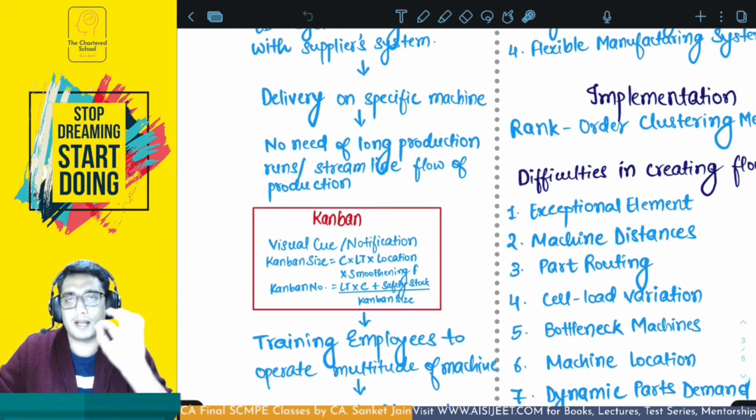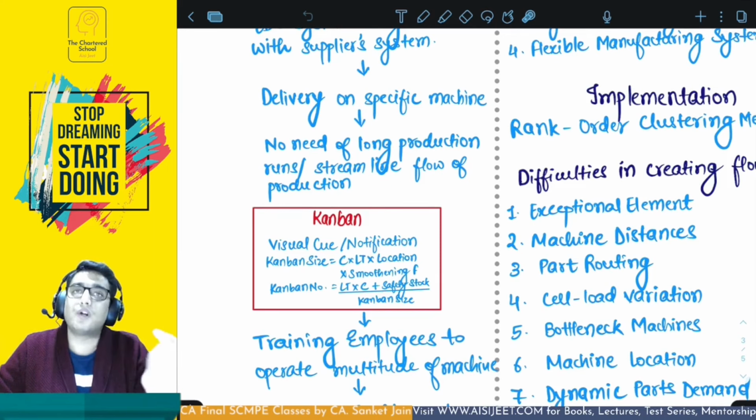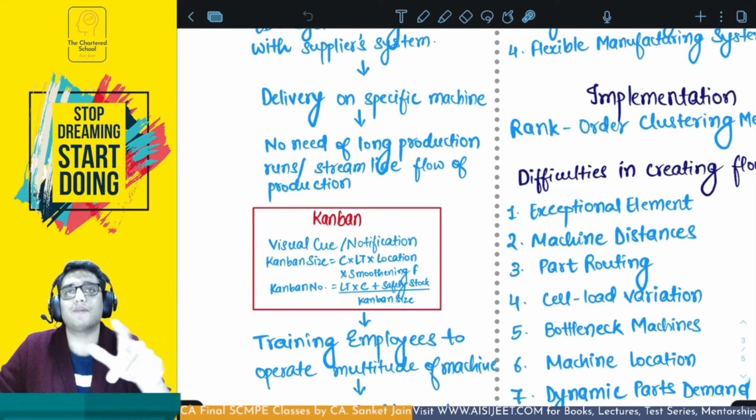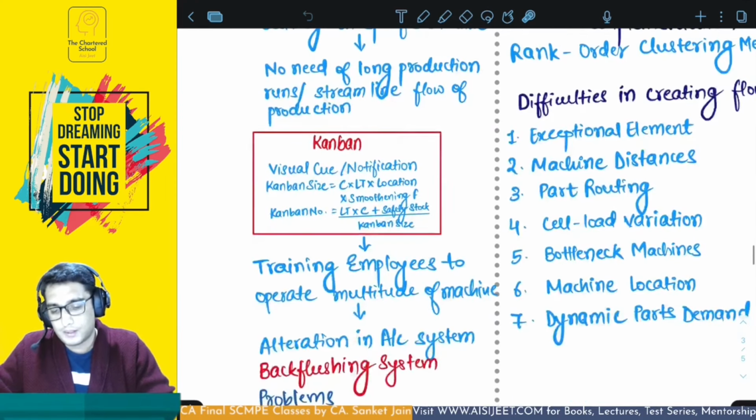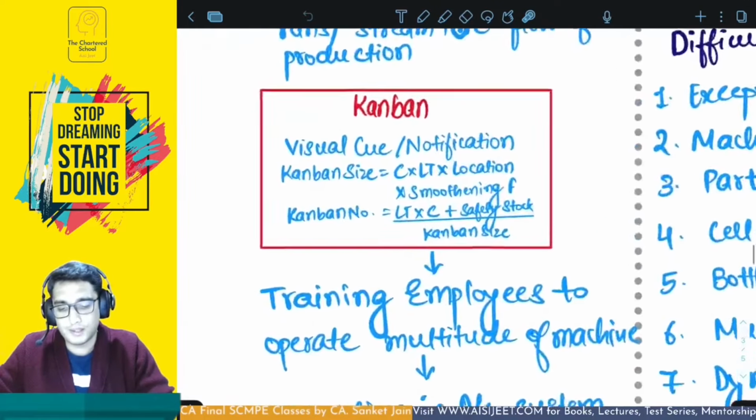Okay. But for our understanding, we're going to say Kanban size is the number of units in a Kanban, and Kanban number is the number of Kanbans, or the number of boxes to simplify it. What is the formula? First, let's see the formula of Kanban size.